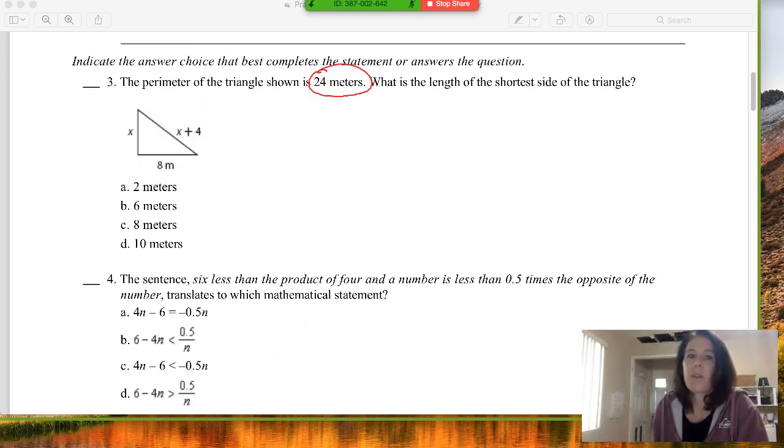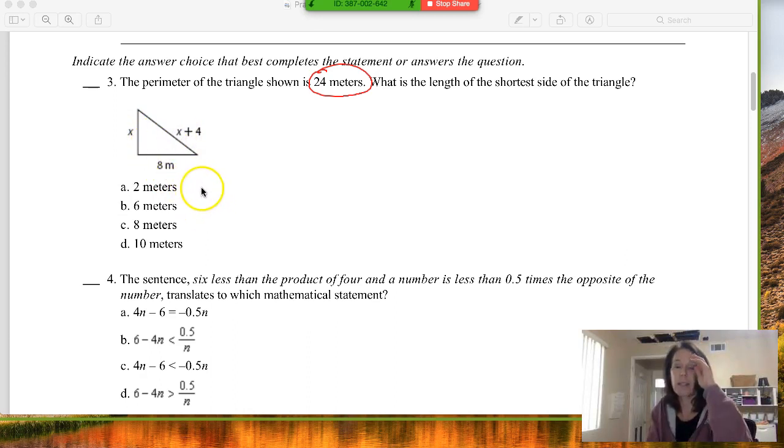All right, number 3, the perimeter of the triangle shown is 24 meters. What's the length of the shortest side of the triangle? Well, I have to figure out which is the shortest side. The hypotenuse is not the shortest side. So one of these is the shortest side. I know this is 8. I don't know what x is. I have to figure out what x is to figure out what the shortest side is. So I know these all add up to be 24 meters because it's the perimeter.